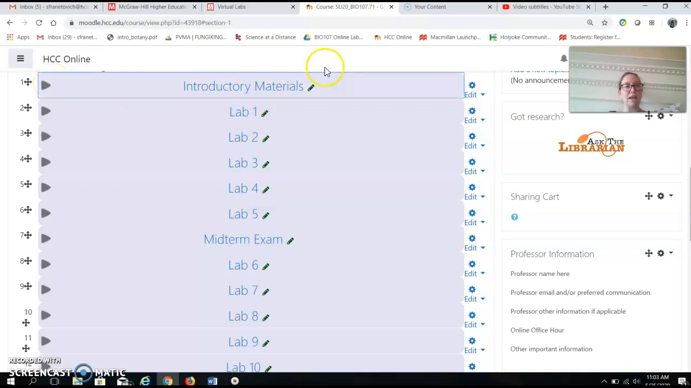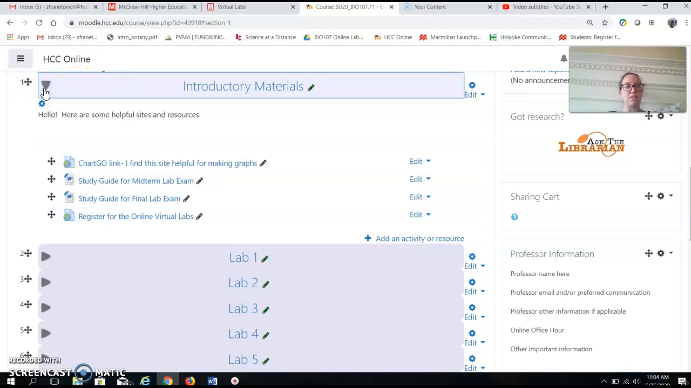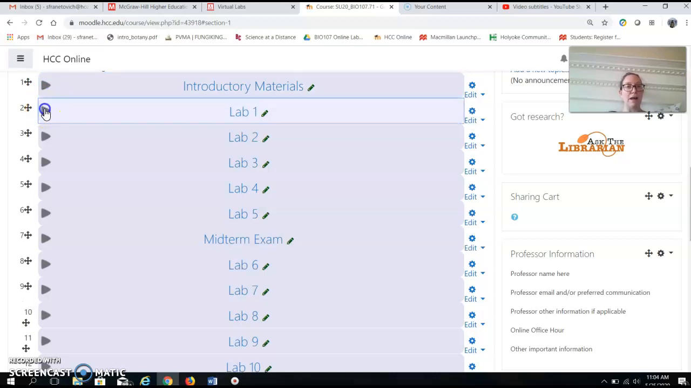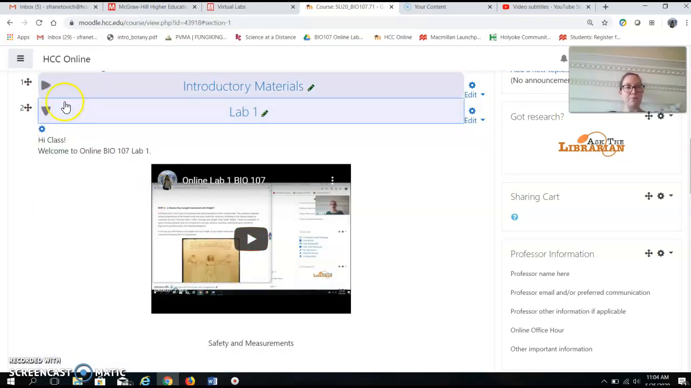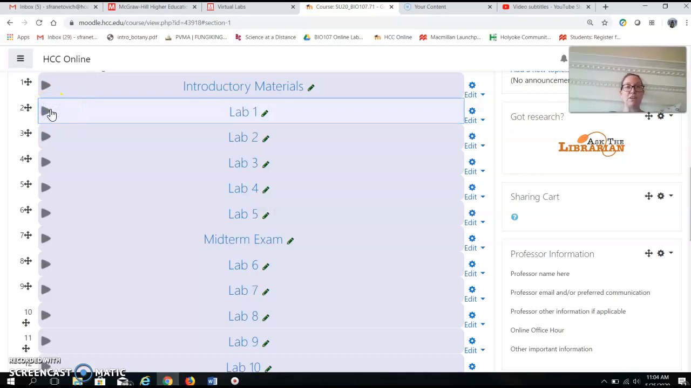To look at what's in one of these kinds of folders, you go over here to toggle down, and there you'll see some links. This video will also be in there. Lab 1 is here, and all the information for Lab 1 is under there. All the information for Lab 2 is here, etc.